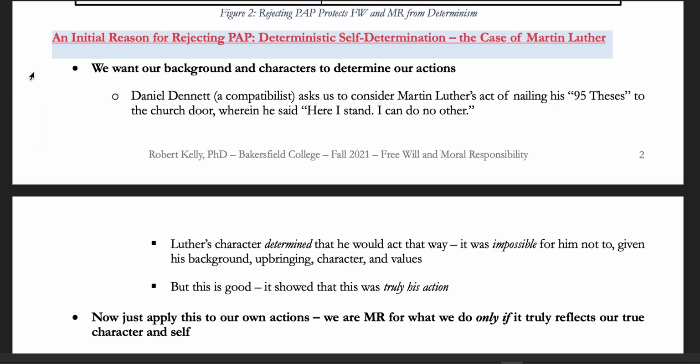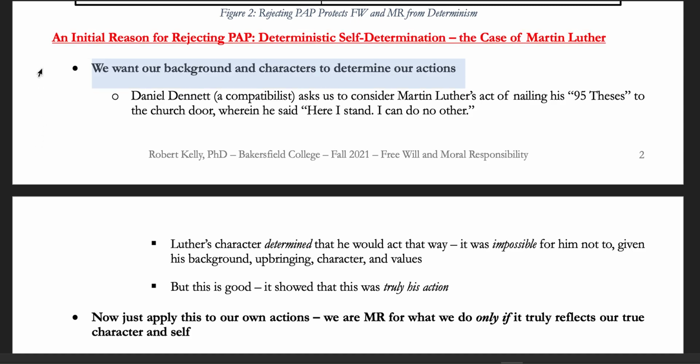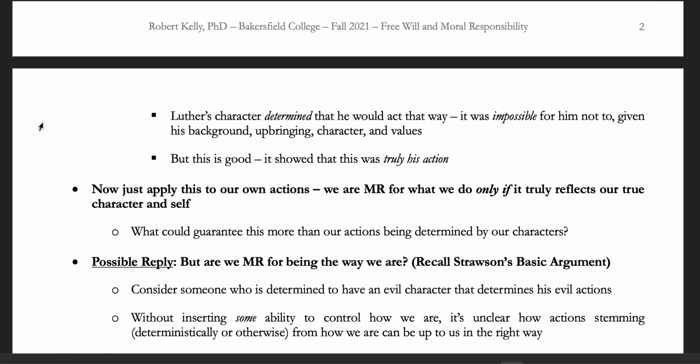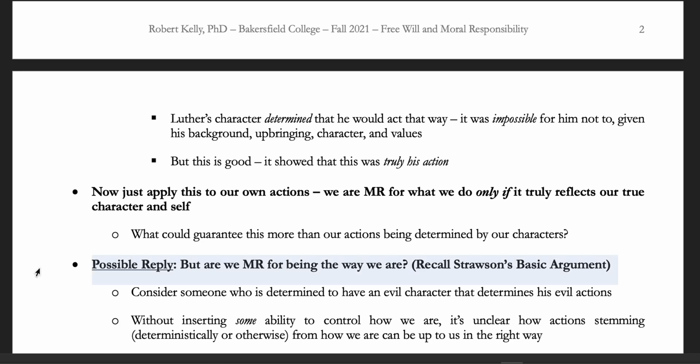Deterministic self-determination, right? Our characters determining our actions. Maybe Dennett's right that this can seem sort of intuitive at first. That's a little unclear as well. But ultimately, it seems like unless we're responsible in some way, control some way how we are, then just having our characters determine what we do is not going to be enough reason to think that someone's responsible. And therefore, it's not enough to show that PAP is false. It's not enough to show that you can be responsible without having the ability to do otherwise.